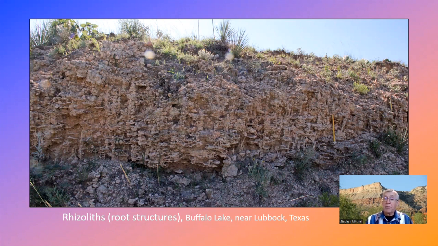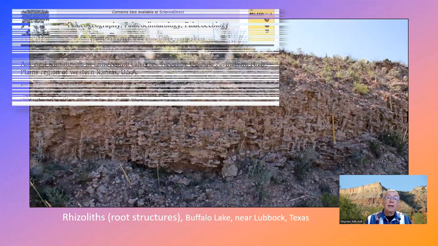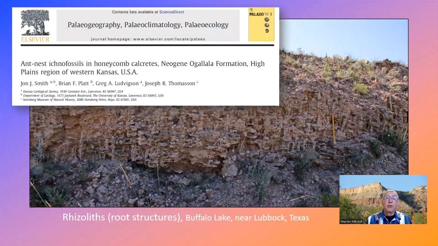But there's another option on that. Maybe they're not root structures. Maybe they are ant nest ichnofossils or trace fossils. Some of these have been identified up in the Ogallala Formation up in Kansas by John Smith and several other authors who published this. And here's what they found.